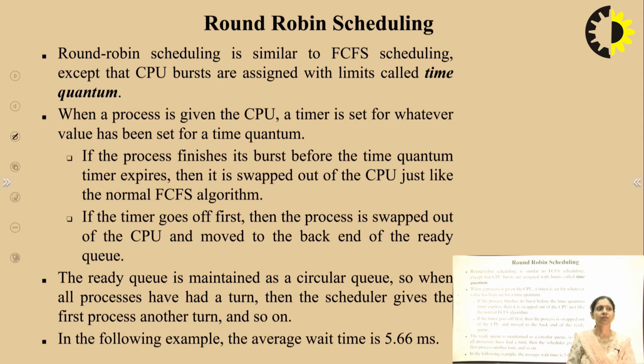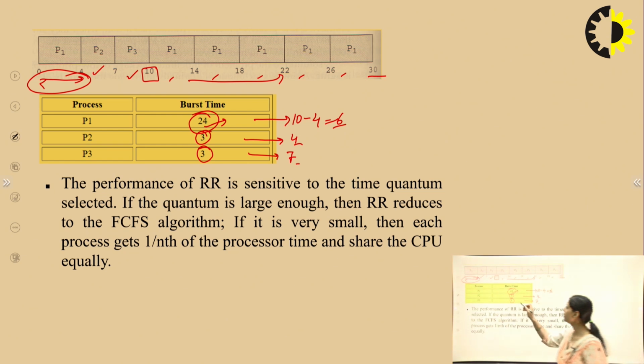So, in round robin scheduling, it is similar to first come first serve, except that the CPU bursts are assigned limits, that is the time quantum. When a process is given the CPU, a timer is set for whatever value has been set as the time quantum. A ready queue is maintained as a circular queue. So, when all the processes have had a turn, the scheduler gives the first process another turn and so on. As we have seen in this example with processes P1, P2, P3, once process P3 executed, the turn was again given to process P1.